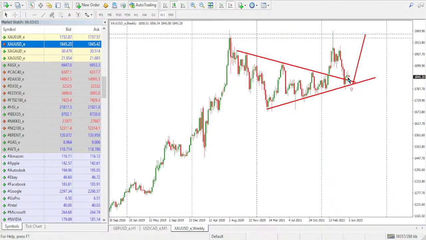We want to look for a buy position. If the price gets to this point, this is a good place we want to buy it from, at least up to these two lines there.